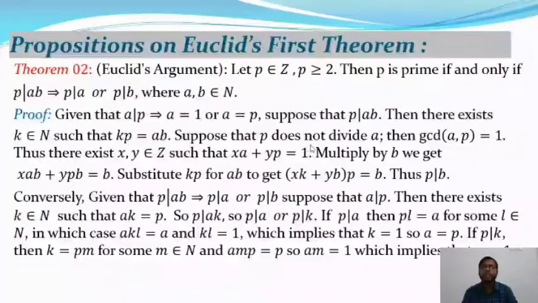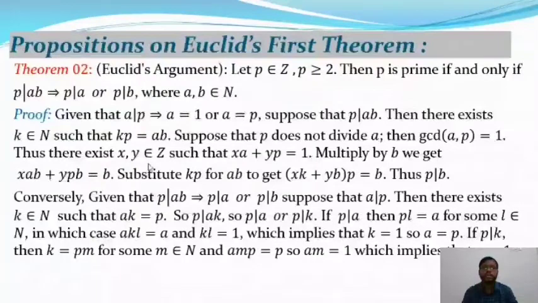And suppose that p does not divide a, that means gcd of a and p is equal to 1. Where p does not divide a, that means they are relatively prime, so their gcd is equal to 1. So thus there exist two integers x, y belonging to Z, such that xa plus yp is equal to 1. So this is the property of the greatest common divisor. You know that xa plus yp is equal to 1, since gcd of a and p is equal to 1. So now multiplying by b on both sides, from the above equation we will get xab plus ypb is equal to b.